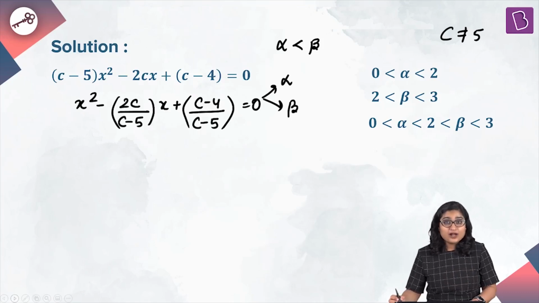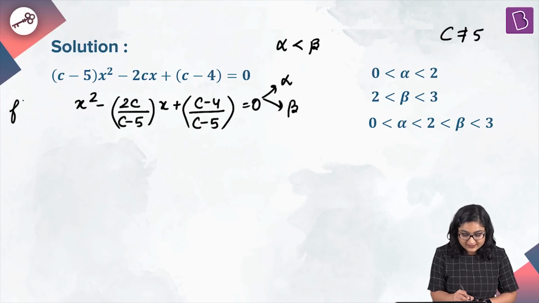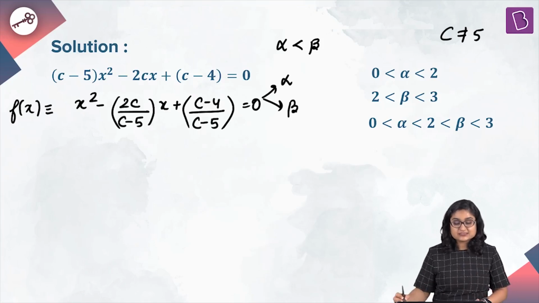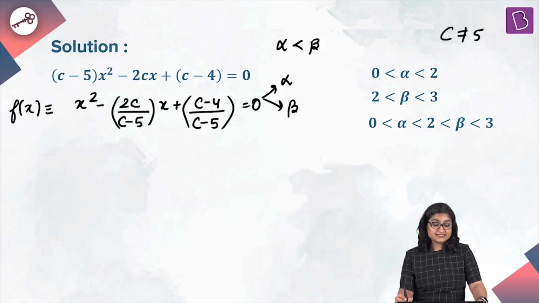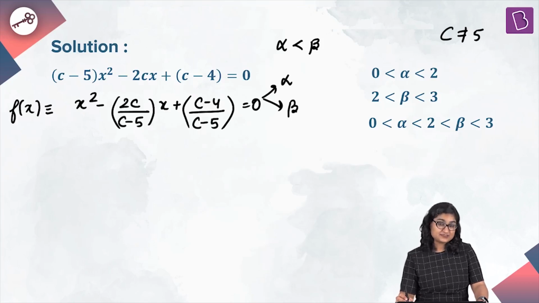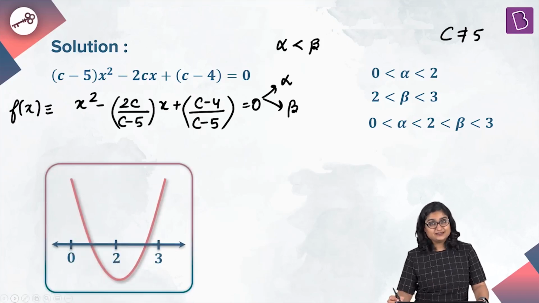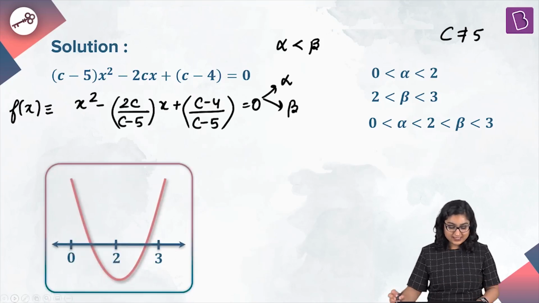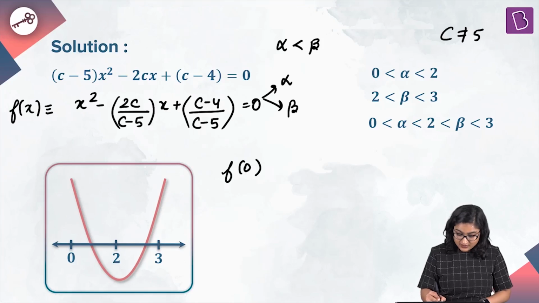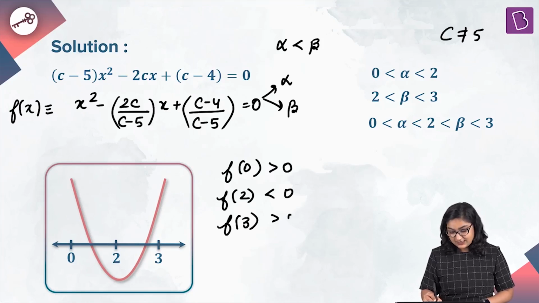Now if I plot the graph for f(x) defined as x² − (2c/(c−5))x + (c−4)/(c−5), this is what I will get. All right. From here we can say that f(0) is greater than 0, f(2) is less than 0, f(3) is greater than 0, and D is greater than 0.